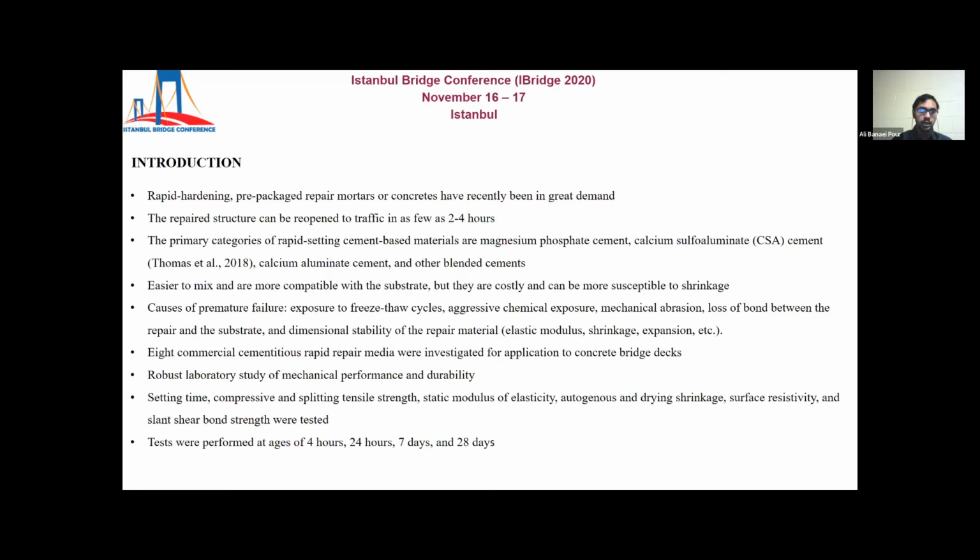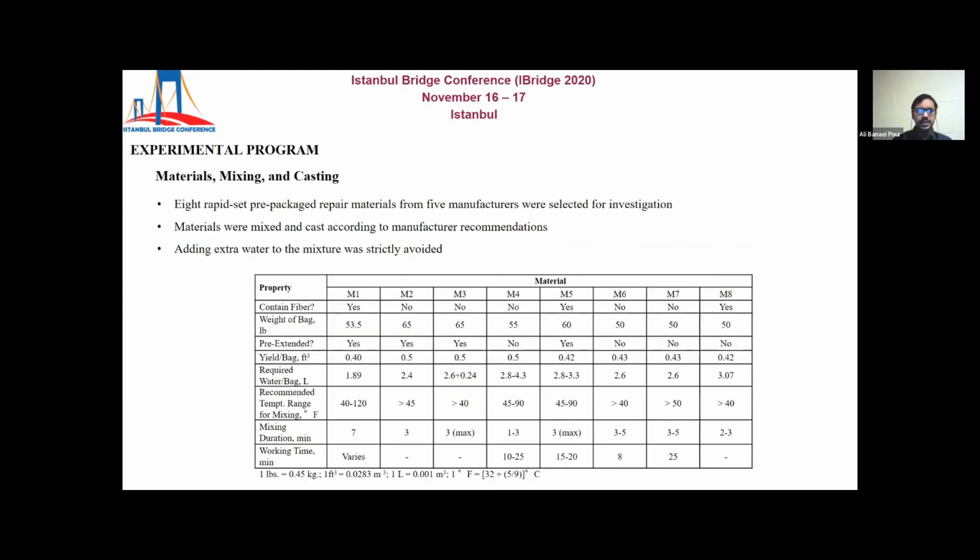The laboratory tests included setting time, compressive and splitting tensile strength, static modulus of elasticity, autogenous and drying shrinkage, surface resistivity, and slant shear bond strength test. These tests were performed at ages of 4 hours, 24 hours, 7 days, and 28 days. This is a summary of the materials that we used.